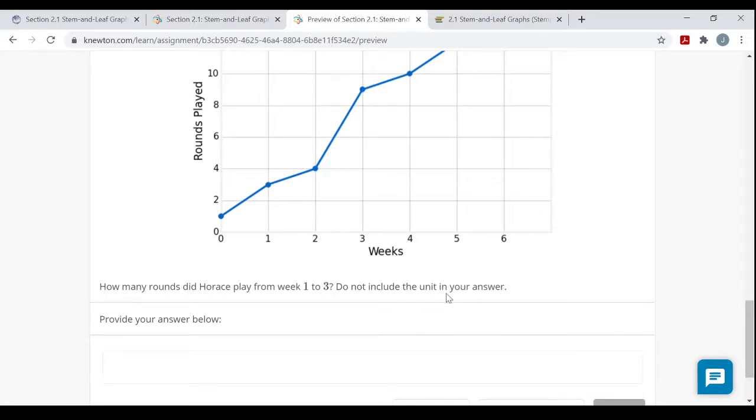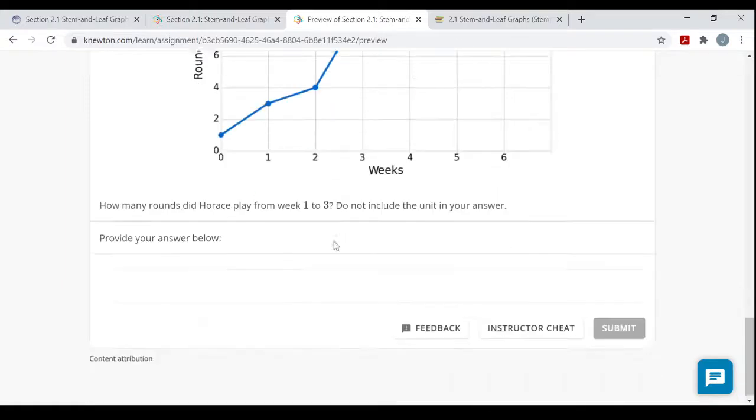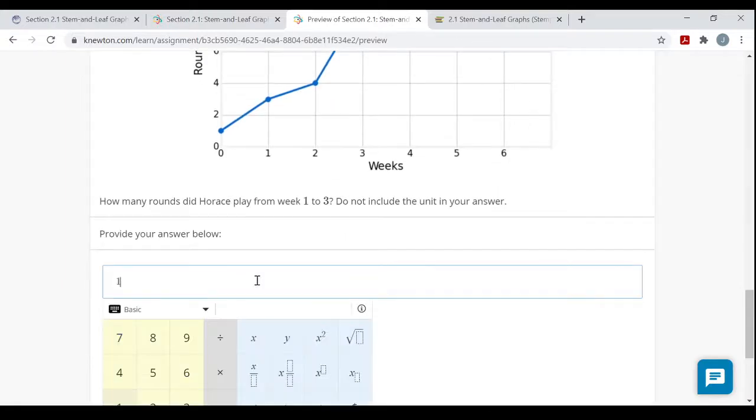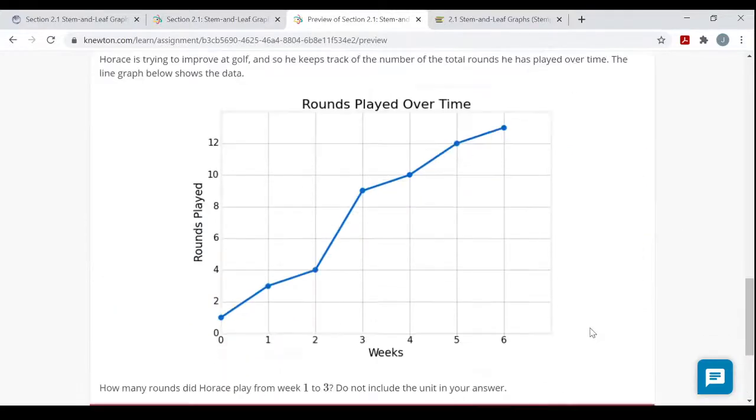Right, so don't include the unit. Don't write the word rounds basically in your answer. Just put the number. So from week 1, so I'll start at 1, to week 3, end at 3. That was 3 rounds plus 4 rounds, so 7 rounds total, plus 9. That's 16 rounds from week 1 to week 3. 3 plus 4 plus 9. Played 16 rounds of golf in those particular weeks. Oh, did I add wrong?